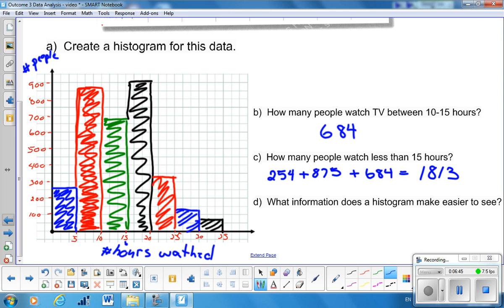What information does a histogram make easier to see? It's easy to see which are the most popular times or the most popular number of hours that people watch TV. It's also easier to see the lower numbers, such as there are fewer people that watch between 30 and 35 hours or more than 30 hours.